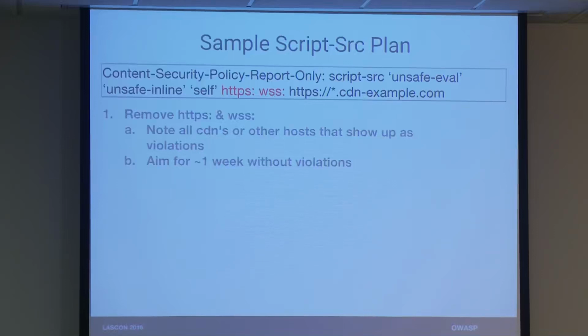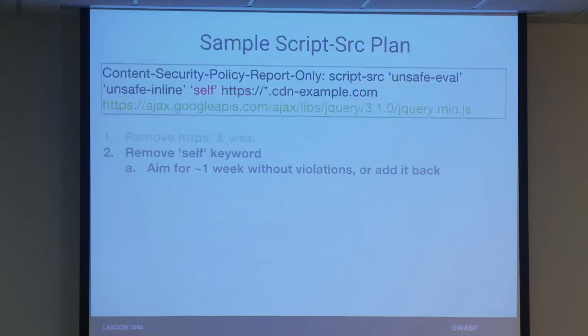So the first thing we're going to do is remove HTTPS and WSS, so the WebSockets over SSL and any SSL stuff. What this will do is send violations for any unknown CDNs that we have while allowing all the other things, and so we can collect those reports. We modify the CSP header, and we may need to add in some other domain or some other JavaScript that's whitelisted. And then we aim for about a week of, say, no CSP reports coming in.